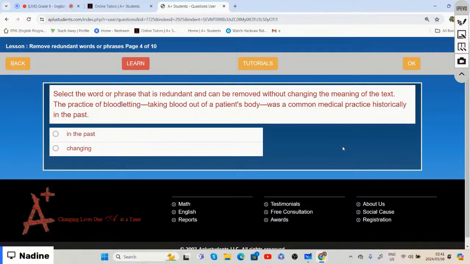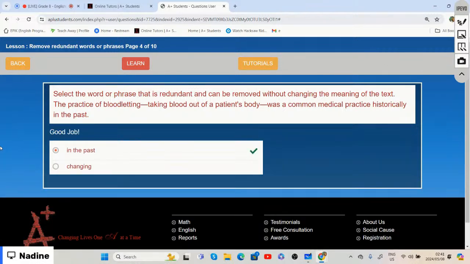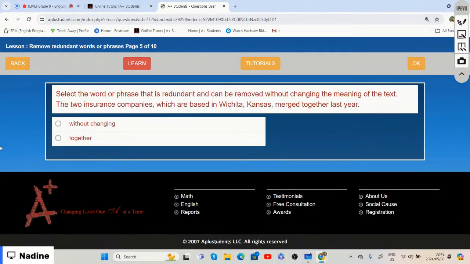So, bloodletting, right? Here it says bloodletting is taking blood out of a patient's body, right? And they say it was a common medical practice historically in the past. Historically already gives us an indication that it is to do with the past, right? So our redundant is going to be in the past, because if we say it was a common medical practice historically, it already tells us that it is something that was in the past. All right. So in the past, it is correct.